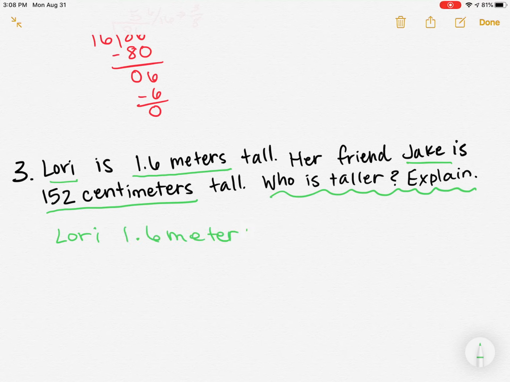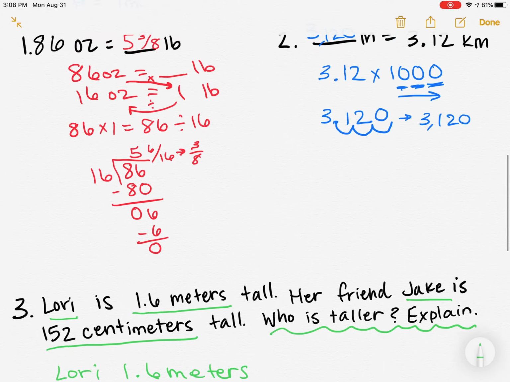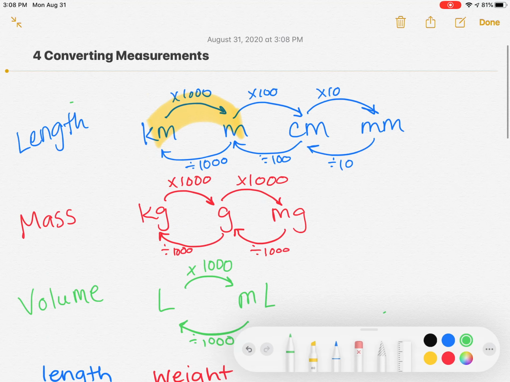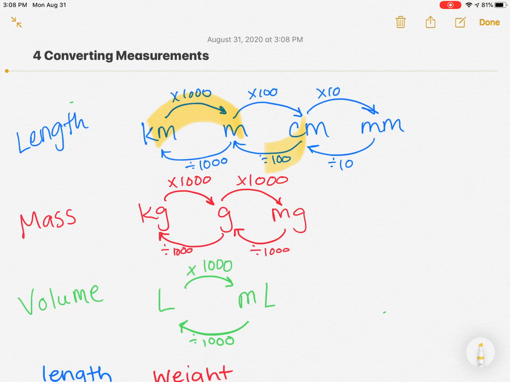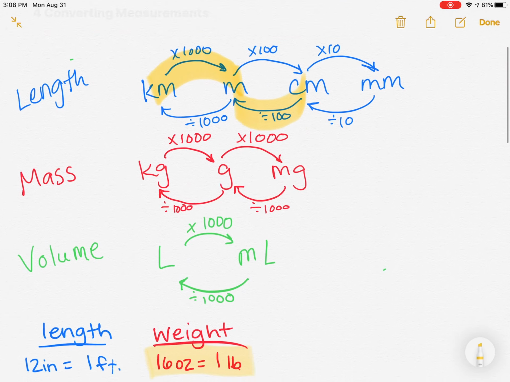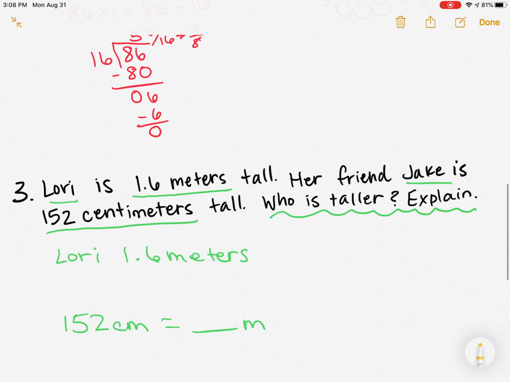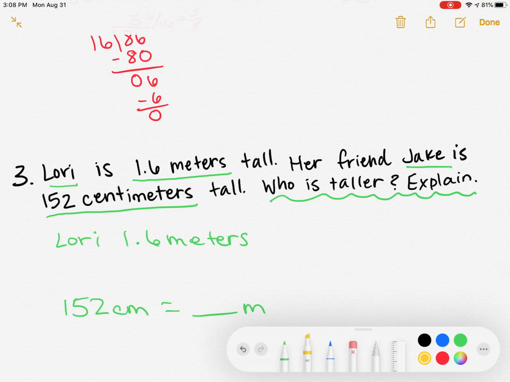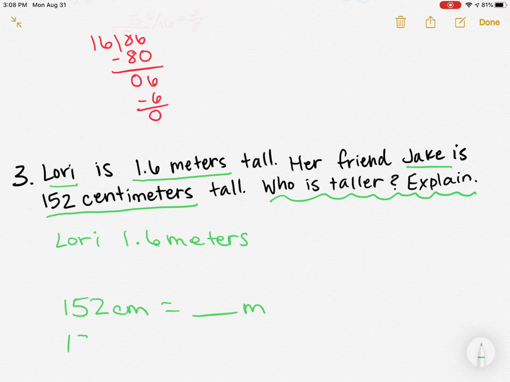is 1.6 meters, let's make our units equivalent. So let's stick with meters and change Jake's 152 centimeters to meters so we can compare better. Let's go above and find the centimeters to meters conversion. Let's find centimeters to meters. That means we have to divide by 100. So we must divide 152 by 100.